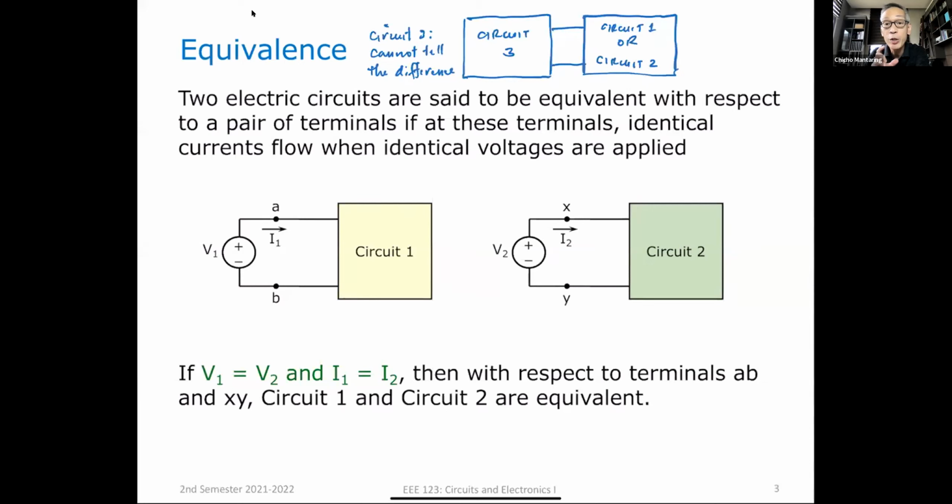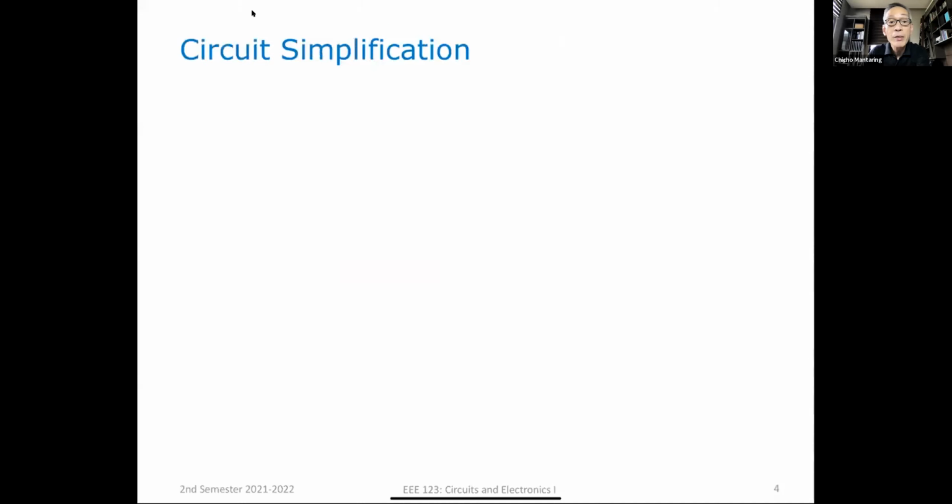No? This is with respect to terminals A and B or X and Y. So that is the principle of equivalence. So this is what we're going to use in circuit simplification. No?